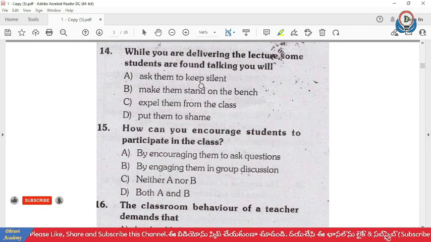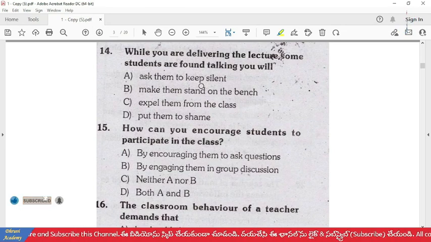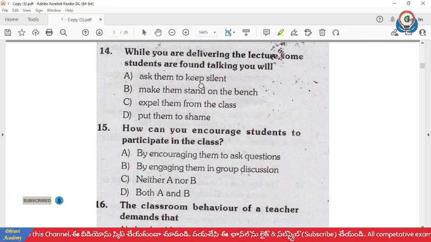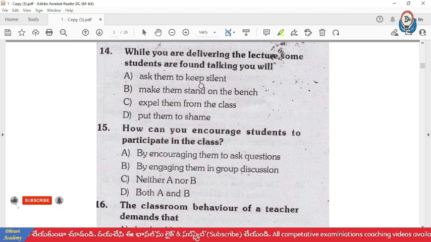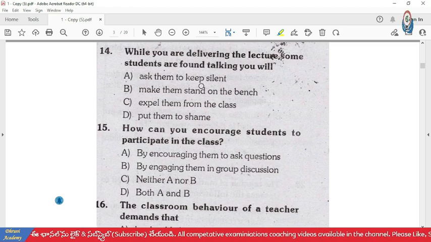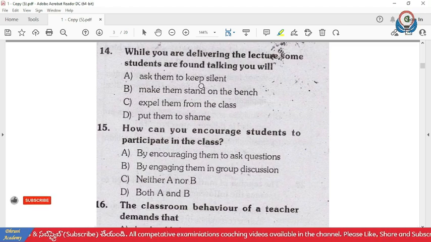While you are delivering the lecture, some students are found talking. You will A, ask them to keep silent, or B, make them stand on the bench, or C, expel them from the class, D, put them to shame.